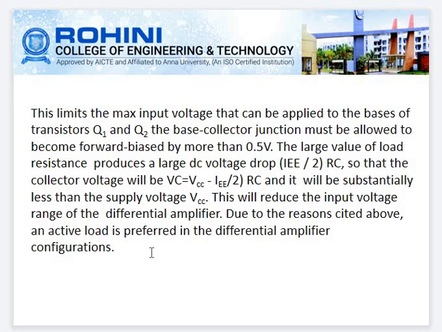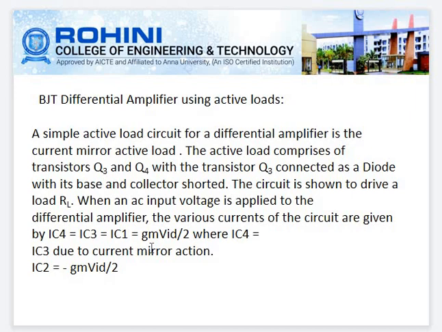Due to the reasons cited above, the active load is preferred in differential amplifier configurations. A simple active load is constructed by using a current mirror circuit. This active load consists of transistors Q3 and Q4. Here Q3 is connected as a diode with its base and collector short circuited, and the circuit is shown to drive the load RL.